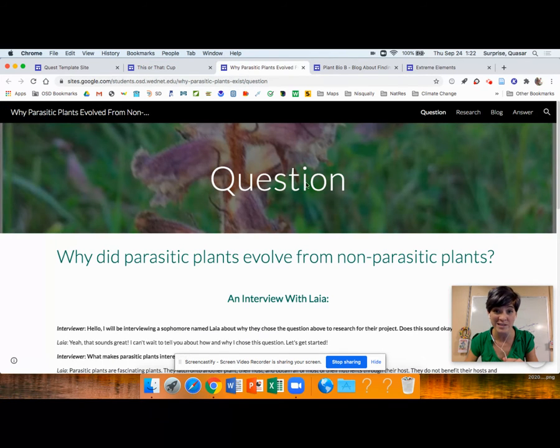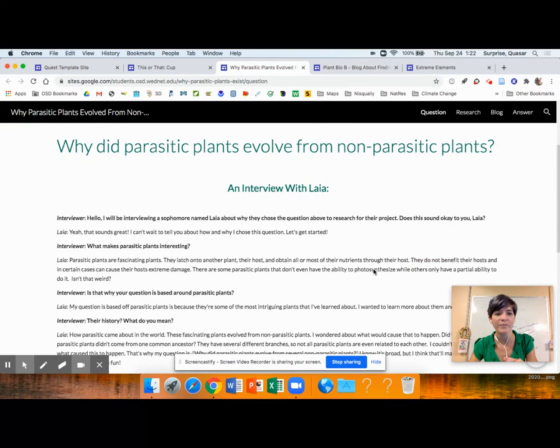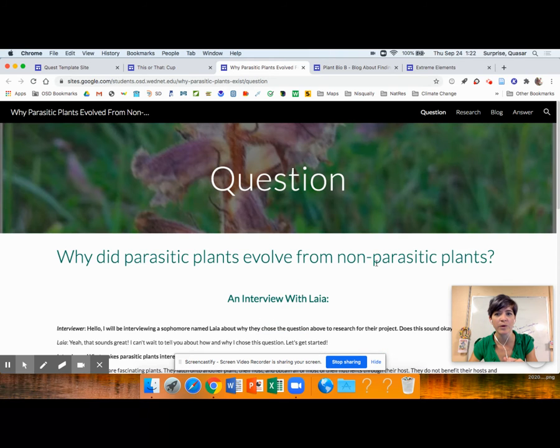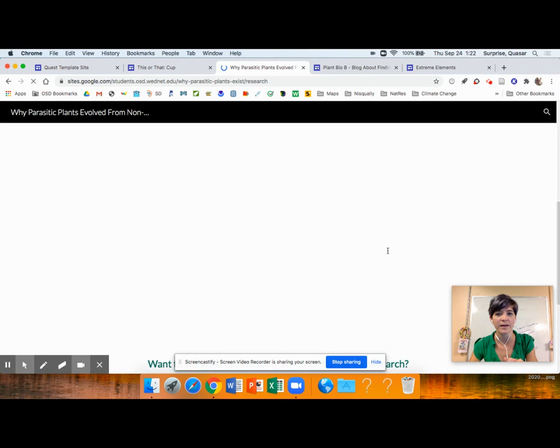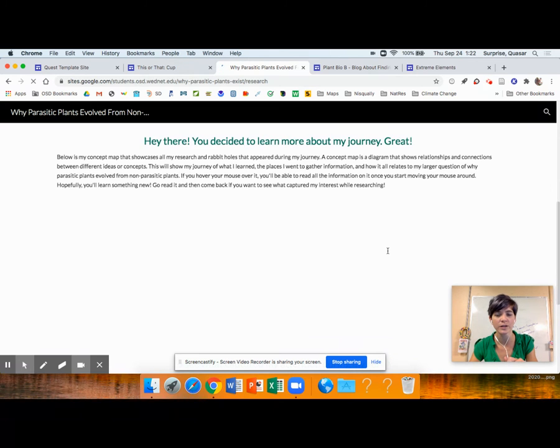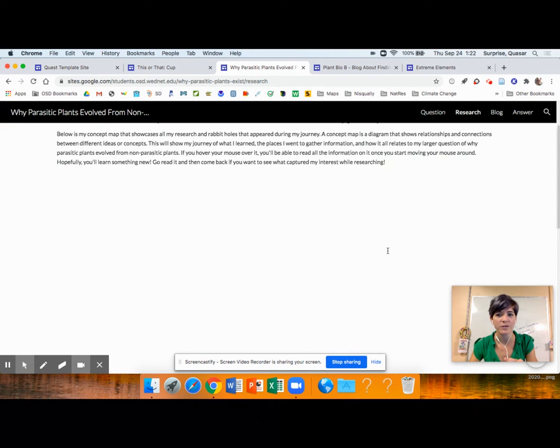So here are some cool examples that students did. This is a great example of just the layout of a really sweet Quest website, and their journey part was really cool in terms of their complicated Quest concept map.